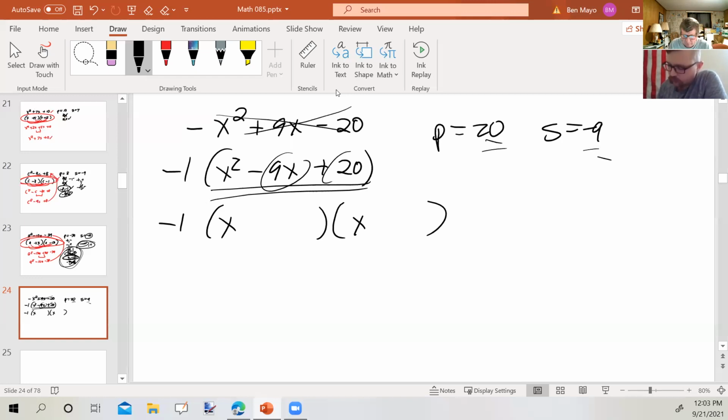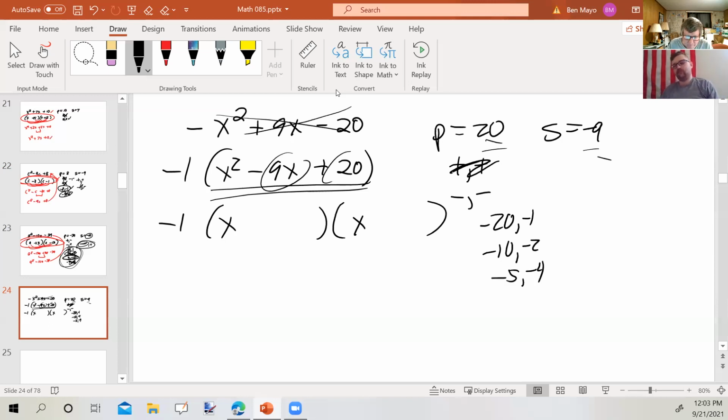Okay. Now, we've got that scenario again where we have a positive product. So it has to be a positive times a positive, or it could be a negative times a negative. But the sum is negative. So it's got to be 2 negative numbers. Okay, so I might try -20 and -1, -10 and -2, -5 and -4.